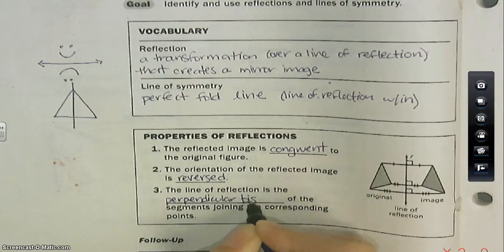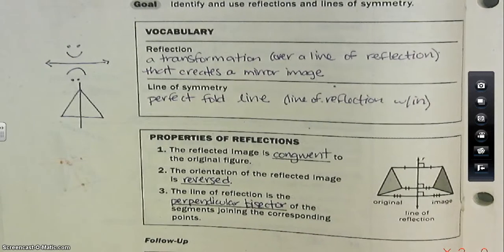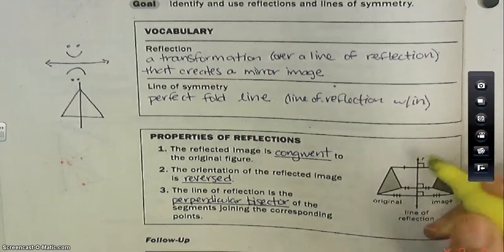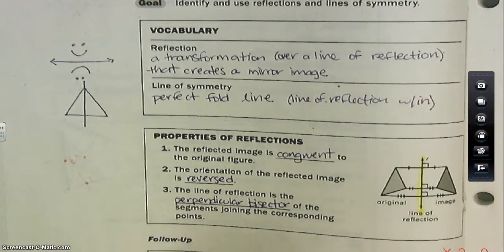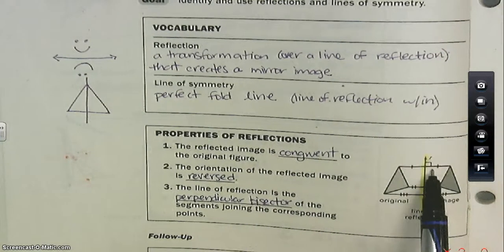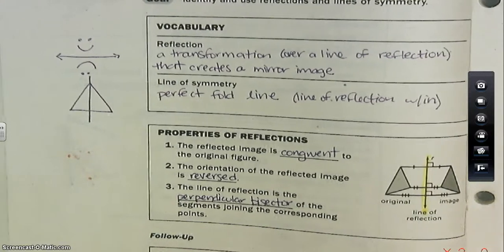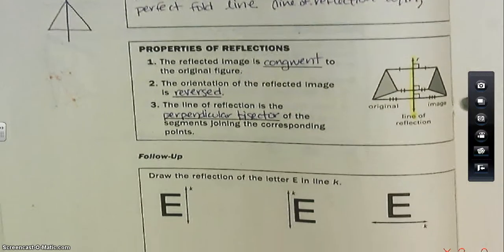I'm going to show you what that means. So, the line of reflection, this line right here, cuts all these distances in half. The distance from this top of the shape to this top cuts that distance in half, cuts this distance in half, and this distance in half. That's what that means.